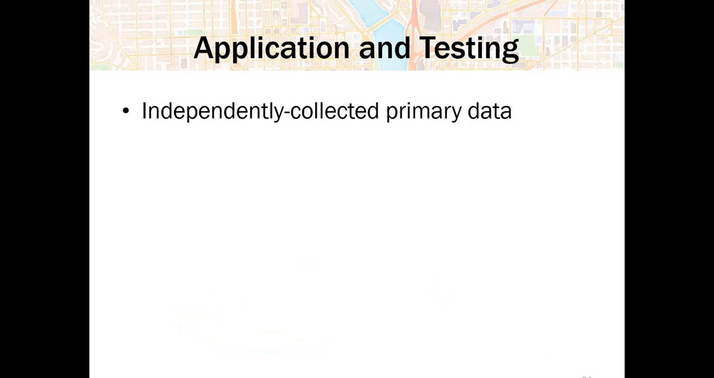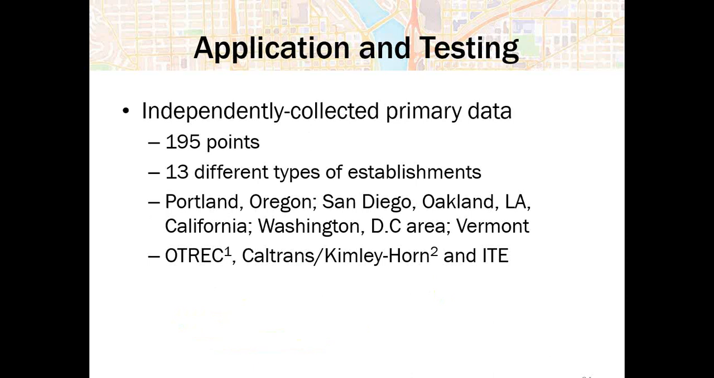As I mentioned before, I also used independently collected primary data in order to test this method. I was able to gather 195 points at different times of the day for 13 different types of establishments. The majority of this data came from Portland, Oregon, as well as California, so the Caltrans Kimberly-Horn study I have cited there. And then ITE gave me some newer data they had collected that hadn't yet been incorporated into their informational report. These are the data I used to test this method.